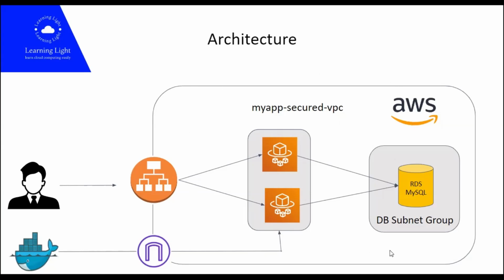Now, this entire VPC is basically the My App Secure VPC. The user will send a request to a load balancer, and this load balancer will balance the load between the different tasks or containers inside the ECS Fargate environment.